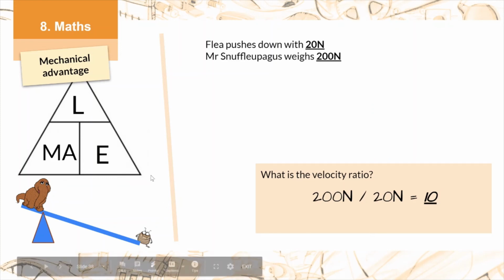Okay. The flea moves 10 times more than Mr. Snuffleupagus, but it's also 10 times easier. The mechanical advantage is 10. It's 10 times easier because of the amount he moves to move it, the 10 times less force needed. So you see, velocity ratio and mechanical advantage kind of go hand in hand. The more you move, the easier you make it, and then vice versa.